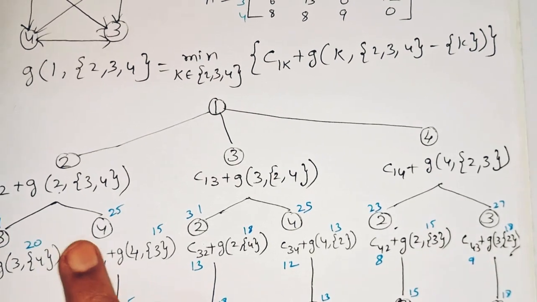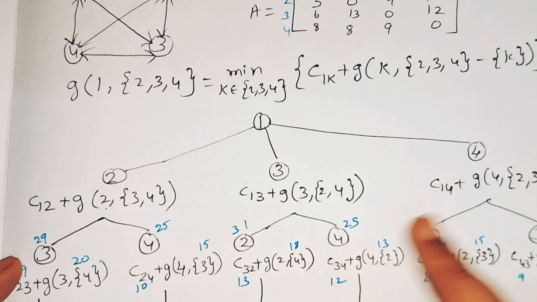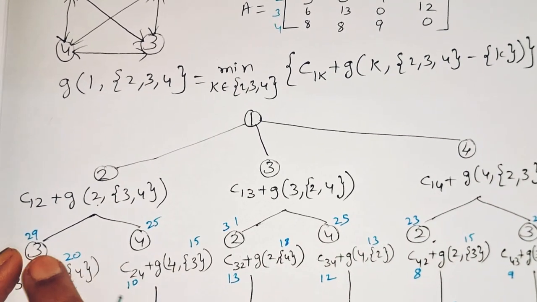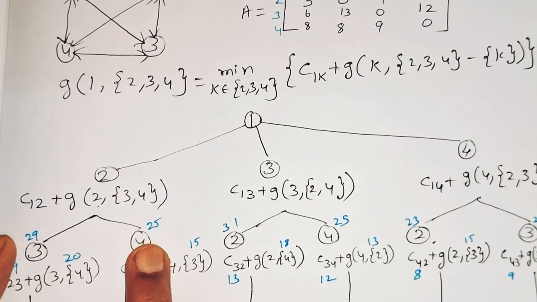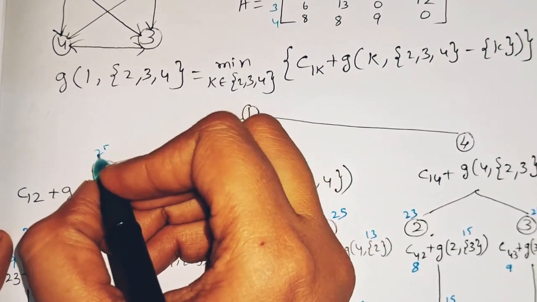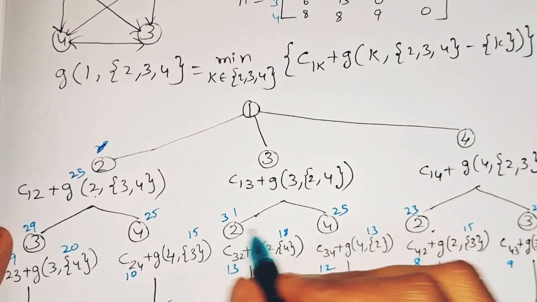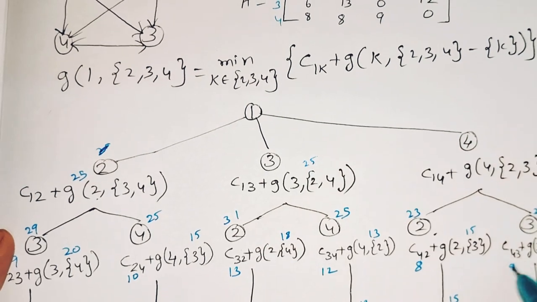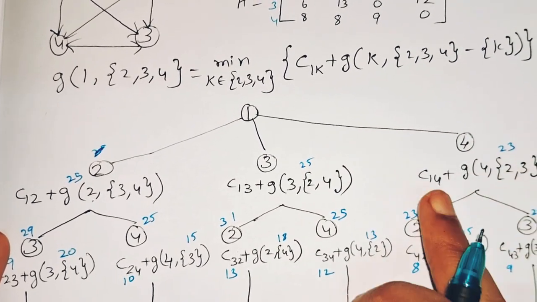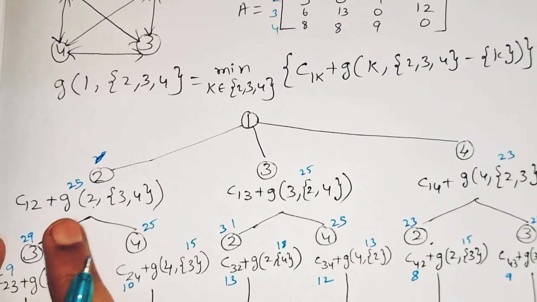Now we have two values for each node: for 2 we have 3 and 4, for 3 we have 2 and 4, and for 4 we have 2 and 3. We need to find the minimum of these two values. The minimum of 29 and 25 is 25. Sorry, we have to write 25 here. Then 31 and 25 gives 25, and 23 and 27 gives 23. So these are the minimum values.